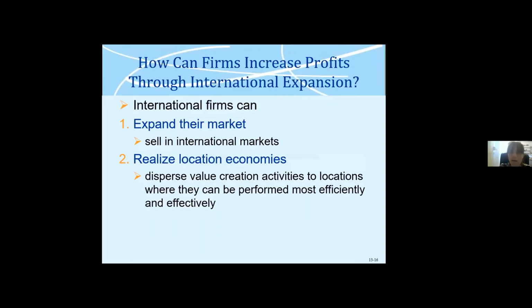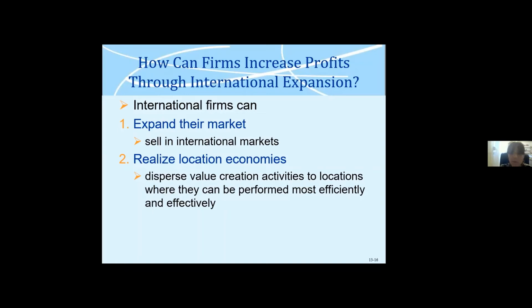Another question that arises is how can a firm increase profits through international expansion? Usually we say that expanding globally allows firms to increase their profitability and rate of profit growth in ways not available to domestic enterprises. So firms that operate internationally are able to, first of all, expand the market for their domestic product offering by selling those products in international markets, and second, realize location economies by dispersing individual value creation activities to those locations around the globe where they can be performed most efficiently or effectively.